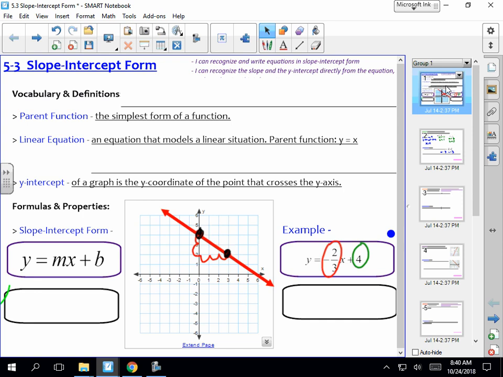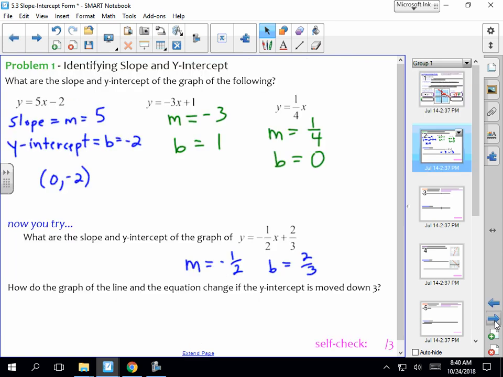If I were to take this line and move it down 1, 2, 3 units, keeping the same slope, you'd have a new y-intercept of 1 instead of 4. The slope wouldn't change, but all the points would move down 3 units. That's it. So that's what it was asking in that one there.